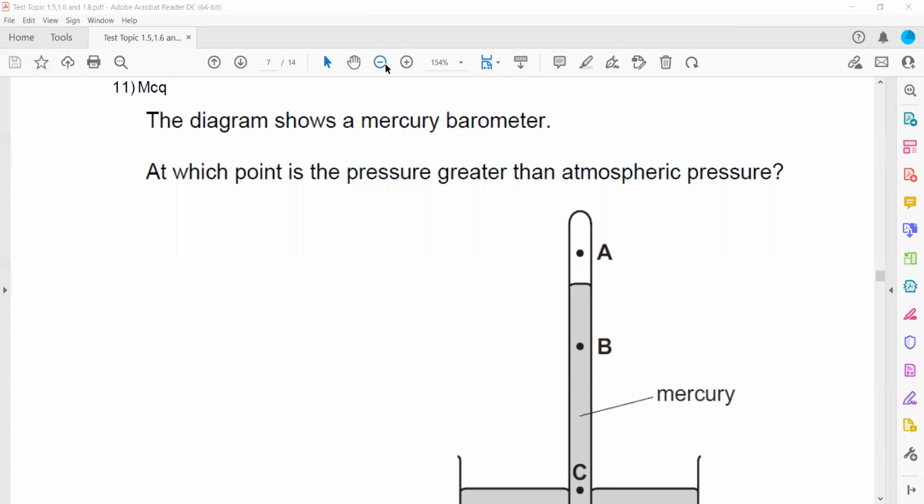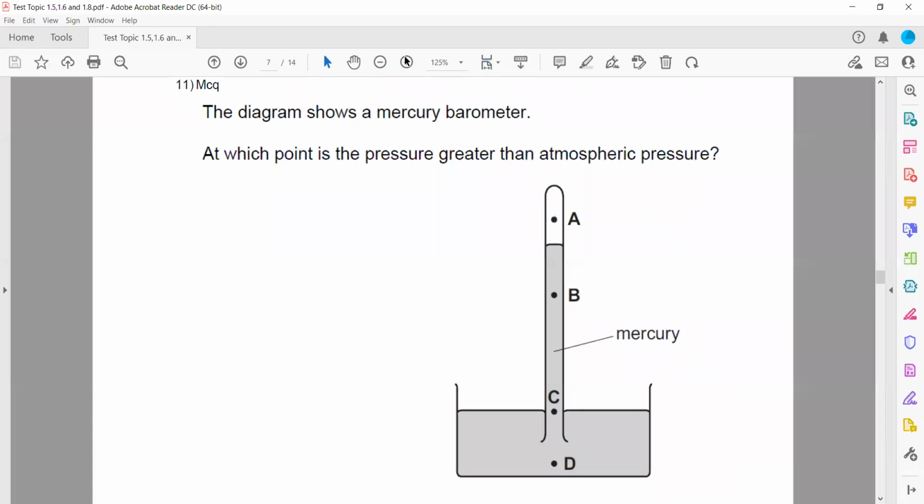The diagram shows a mercury barometer. At which point is there a greater pressure than atmosphere? At point D, there is a pressure of the liquid and there is a pressure due to the atmosphere as well. So which point will have the highest pressure? That is D, because that is under the liquid, and when we go deep inside the liquid, the pressure will increase. So D is the right answer, as the pressure is greater at point D, deep inside the liquid.